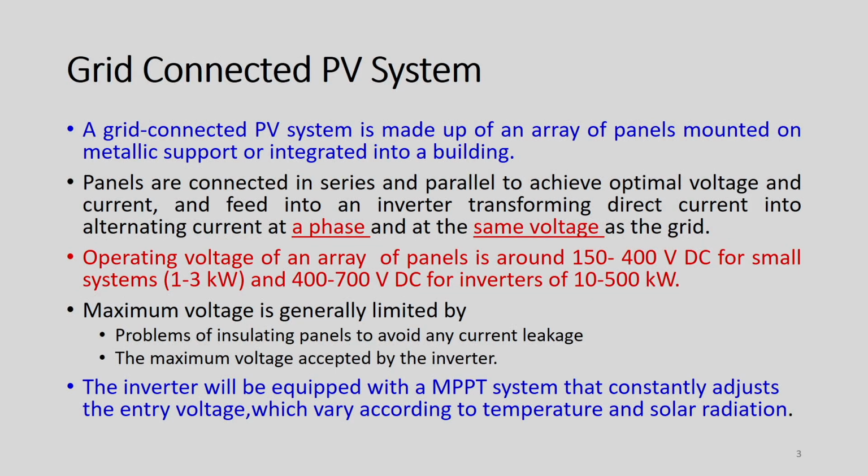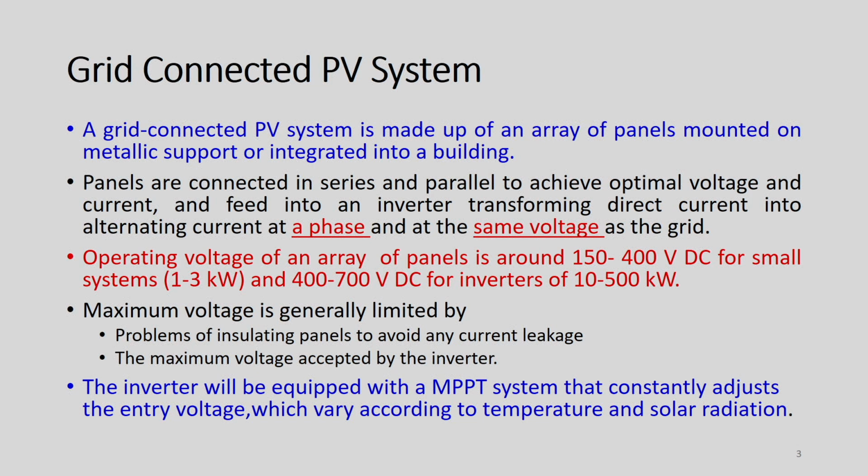So, what is a grid connected PV system? A grid connected PV system is made up of an array of panels mounted on metallic support or integrated into a building. The panels are connected in series and parallel to achieve optimal voltage and current and feed into the inverter, which transforms direct current into alternating current at a phase and at the same voltage as the grid.